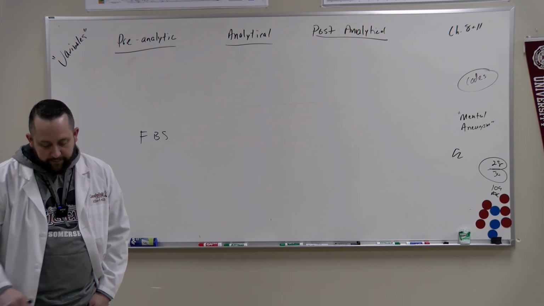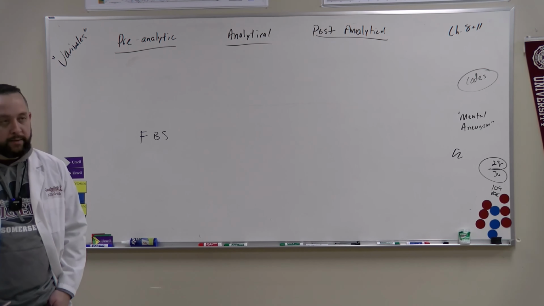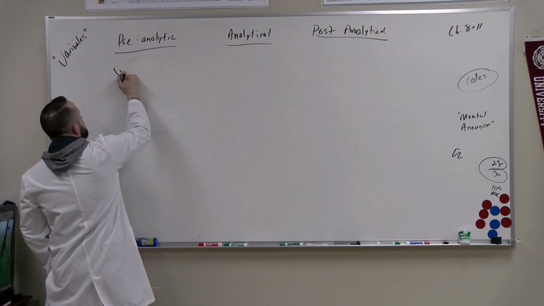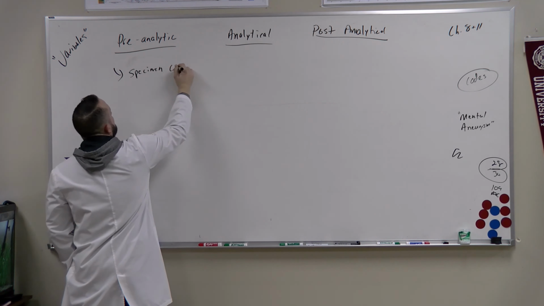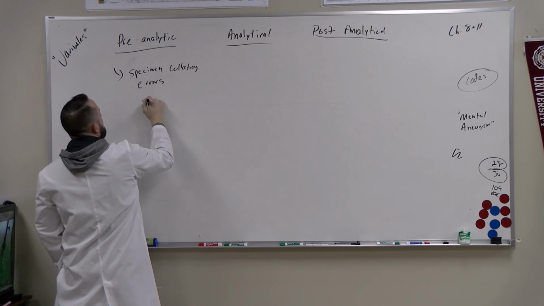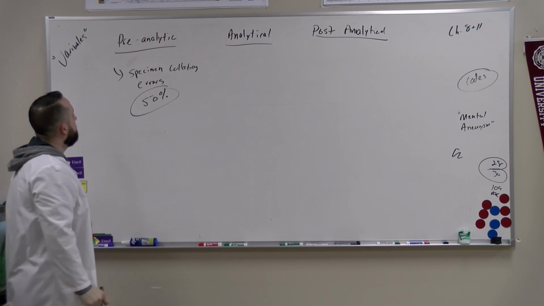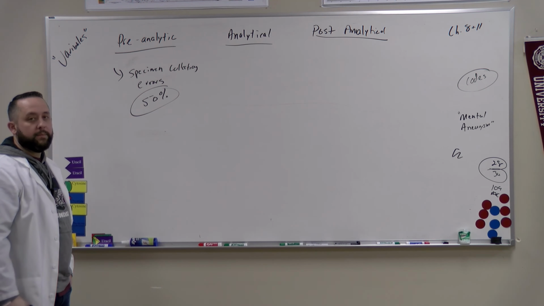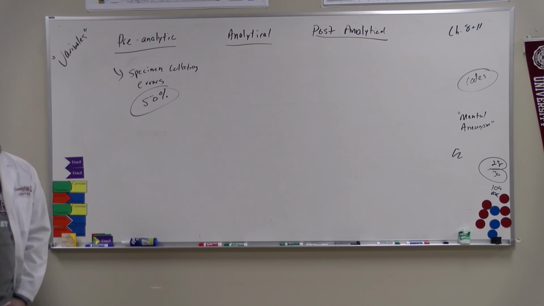178 at the top left. Specimen collection accounts for more than half of the errors in pre-analytical variables. So right here, what did it say? Specimen collection errors, percent, right? I think. So the wrong tube, your needle was too big, the tourniquet was left on too long.